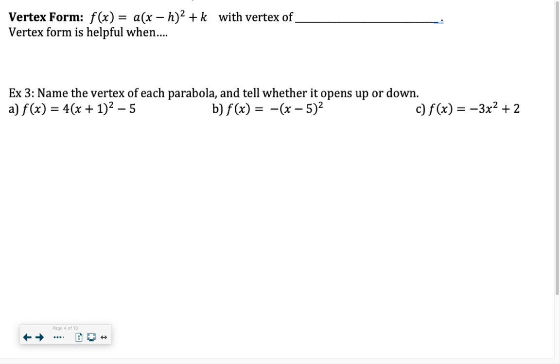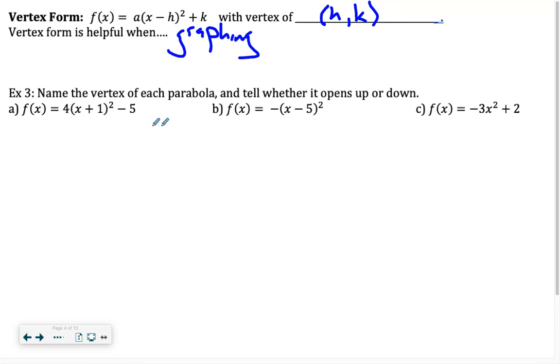So the vertex form of a parabola looks like this, like our first example there. f(x) equals a times (x minus h) squared plus k, where the vertex is the point (h, k). Now notice that we have a subtraction sign in here. That means whenever I'm writing down the coordinates of the vertex, I need to take the opposite of whatever this value is. Now, vertex form is just helpful when we're graphing, right? It's easy to find the vertex and go from there.